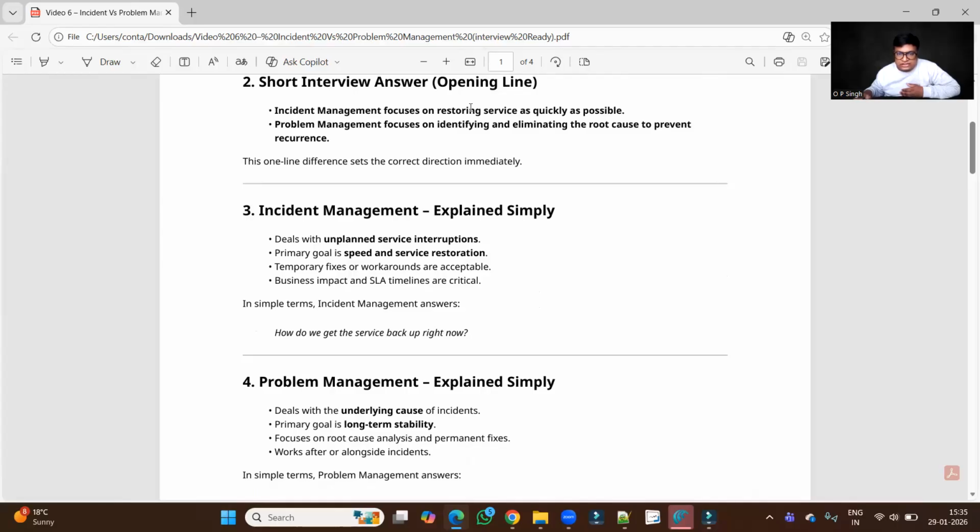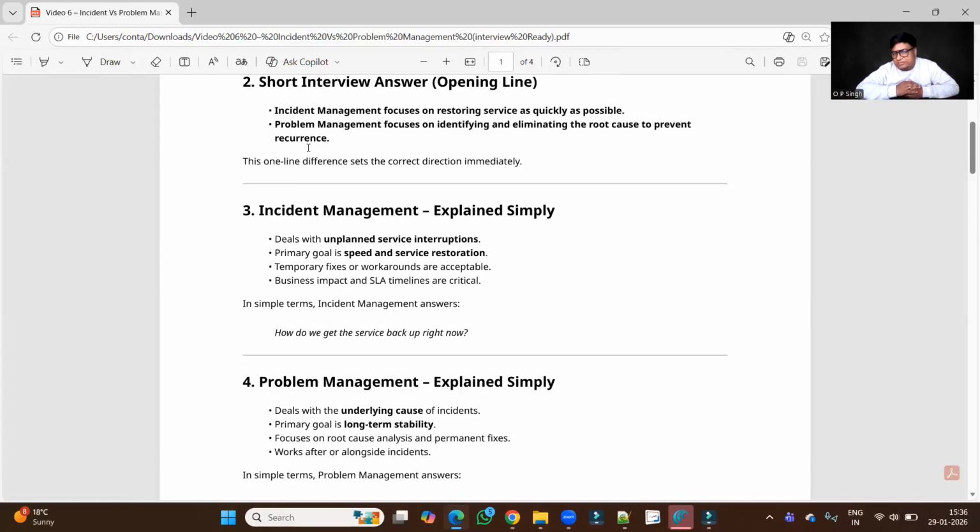Incident management focuses on restoring service as quickly as possible, whereas problem management focuses on identifying and eliminating the root cause to prevent recurrence. An issue occurred, and whatever services are down because of that issue, restoring them as soon as possible is the work of incident management. They are not looking at why this happened, only at restoring the services.